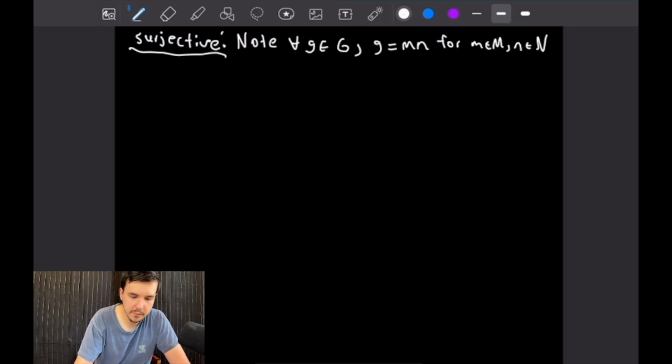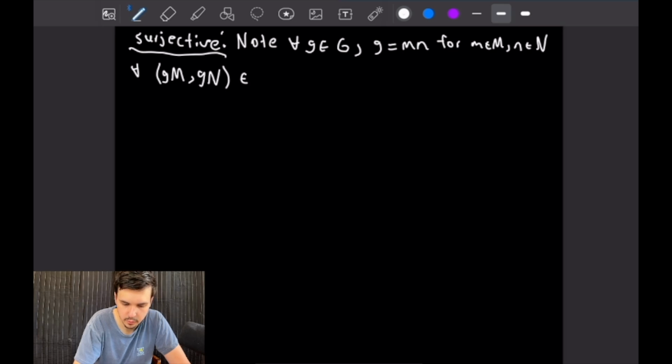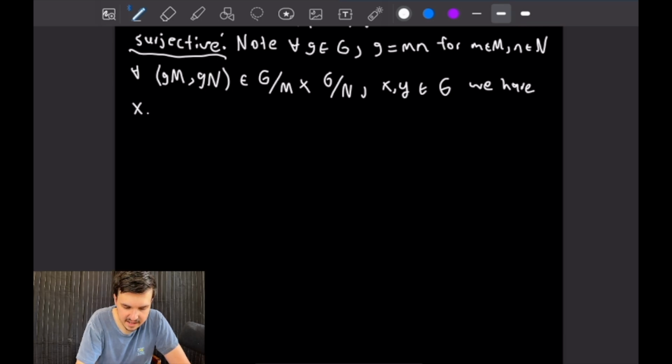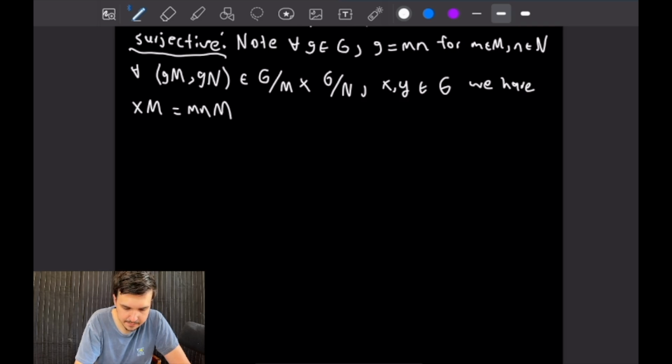Great. And so next we want to note the following, and that is for all elements of our codomain, let's just write an arbitrary element as GM and GN, which is in our codomain, G mod M cross G mod N, as well as x and y, which is in our group big G. We have the following, and that is that x times M is equal to m times n times M, and that is by this condition which we've written up here.